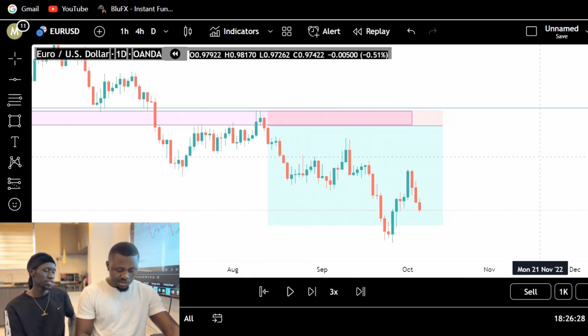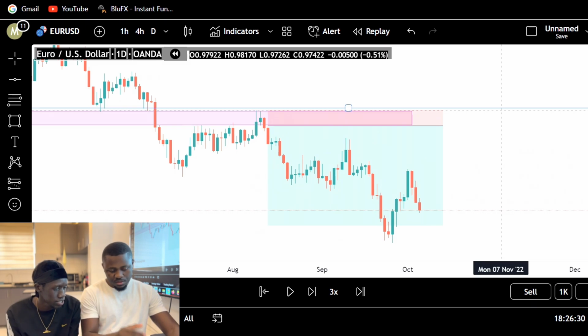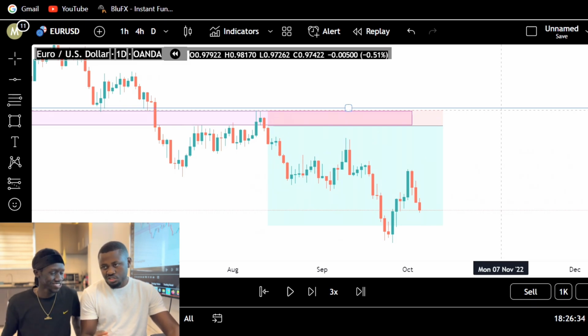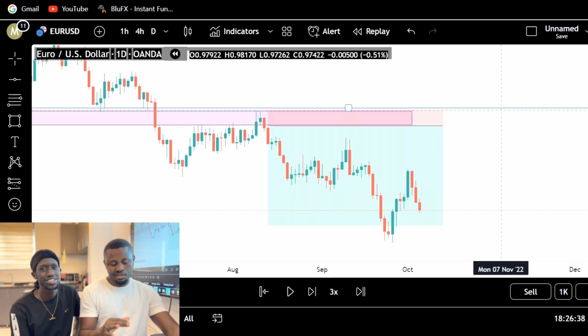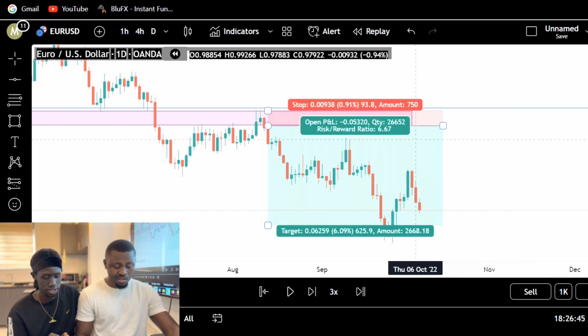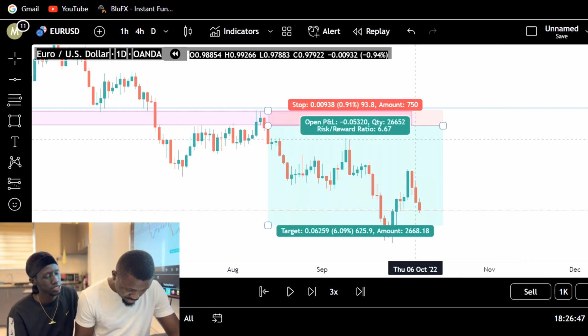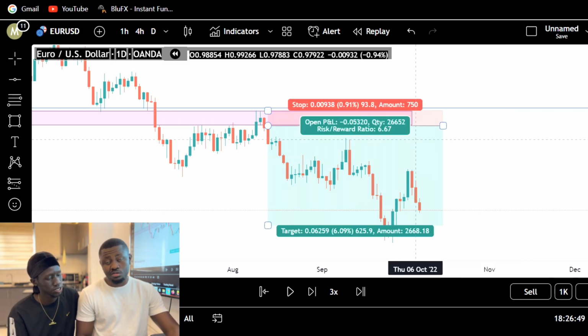As you can see, our take profit was hit. Price never reversed back to hit our stop loss. So this is key. I've only risked 93 pips for 600 pips. So guys, if you're trading on a huge account, you're only risking 1% of your account. This is a very, very good risk to reward trade, guys.